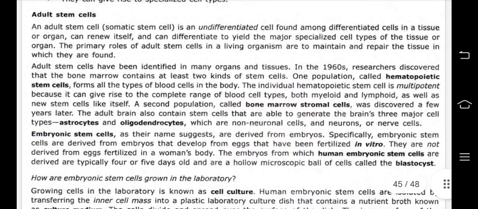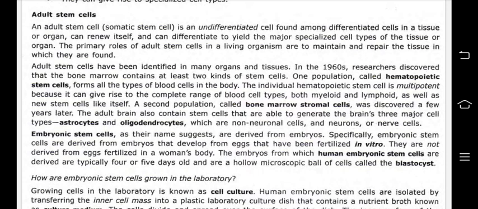Adult stem cells. An adult stem cell or somatic stem cell is an undifferentiated cell found among differentiated cells in a tissue or organ, can renew itself, and can differentiate to yield the major specialized cell types of the tissue or organ. The primary role of adult stem cells in a living organism is to maintain and repair the tissues in which they are found. Adult stem cells have been identified in many organs and tissues.